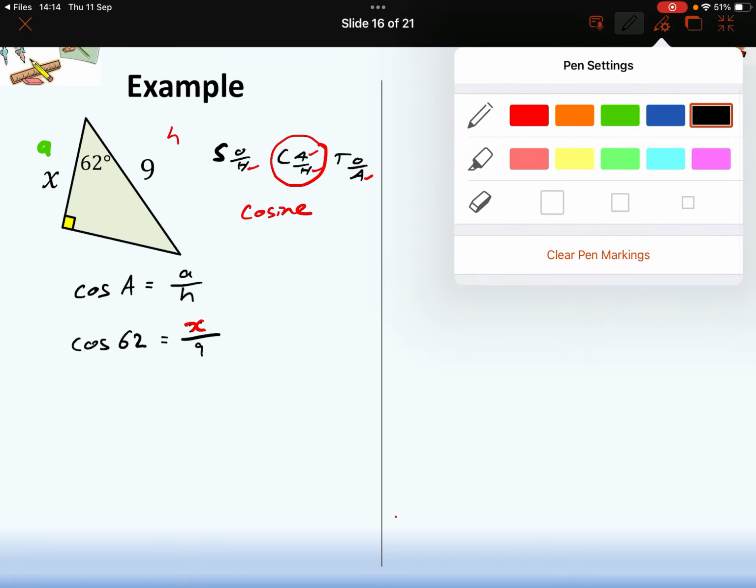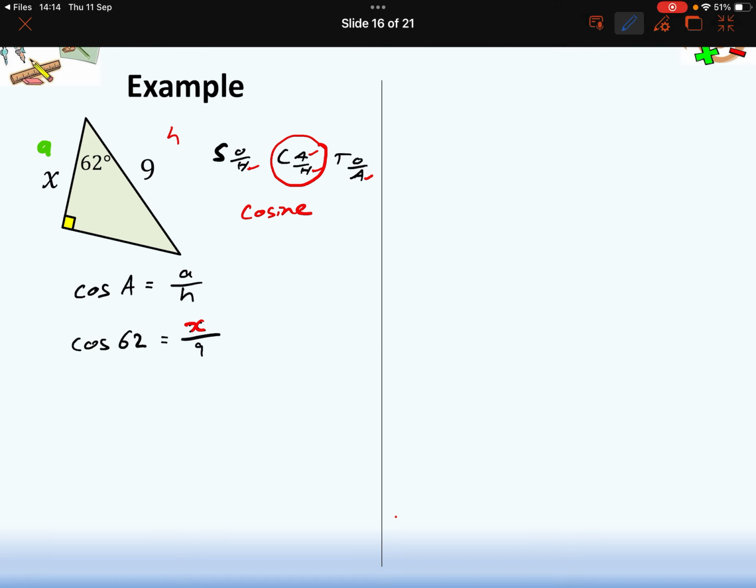But what do I do to get my x by itself? I need to multiply both sides by 9 to get rid of that fraction. Some people say we bring the 9 across and multiply. I like to say we multiply both sides by 9. So if I multiply both sides by 9, I end up with 9 times cosine 62 equals x. So once I do this calculation, 9 times cosine 62, I'll put that into my calculator and it gives me 4.2252 with a load of more decimals after it.